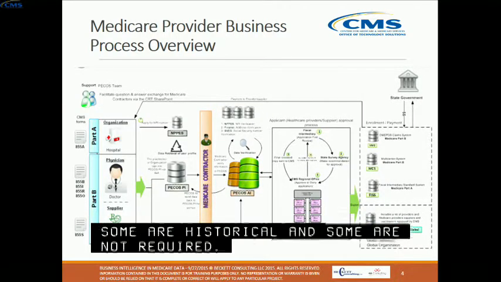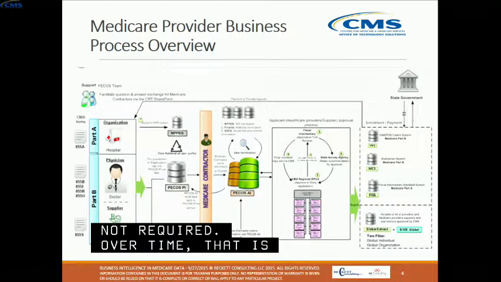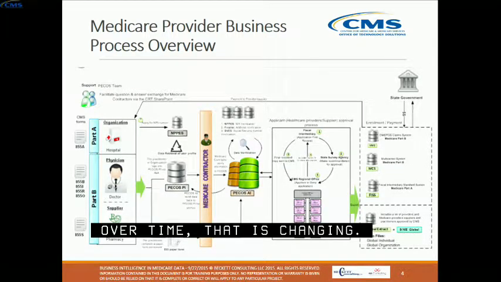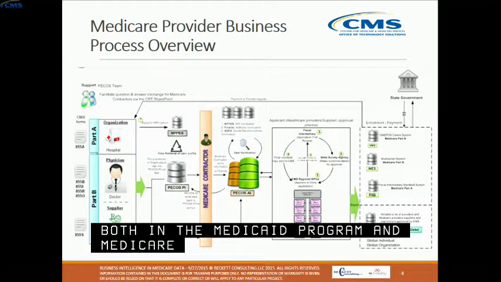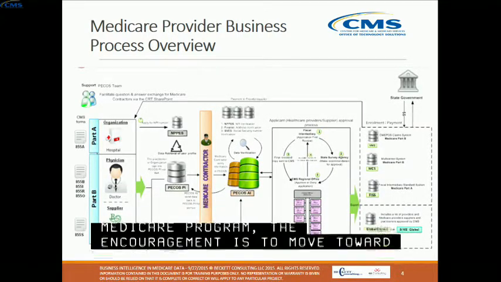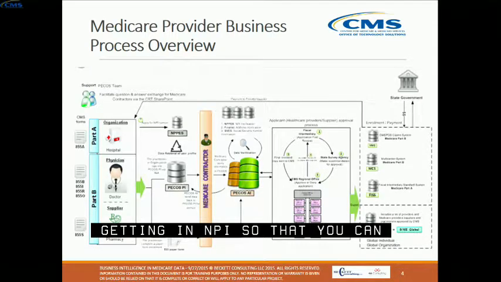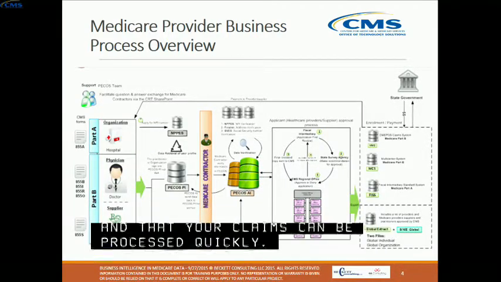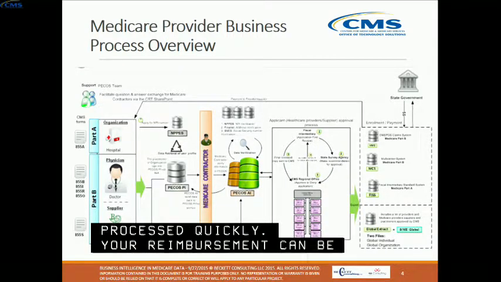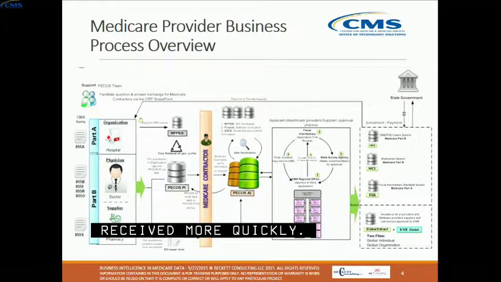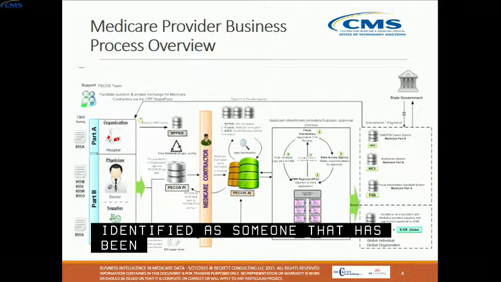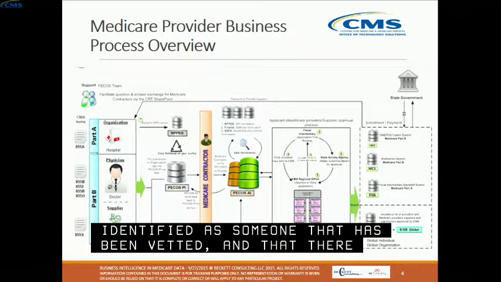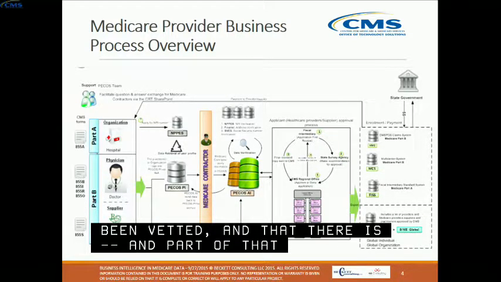Both in the Medicaid program and in the Medicare program, the encouragement is to move toward getting an NPI, so that you can participate in these programs, your claims can be processed quickly, your reimbursement can be received more quickly, and so that you are clearly identified as someone that has been vetted. And part of that vetting is to make sure that Medicare beneficiaries are receiving the quality of care that they deserve.